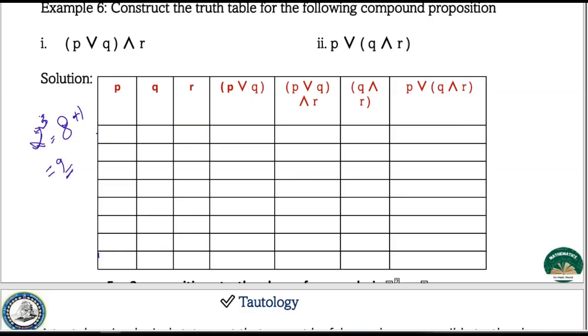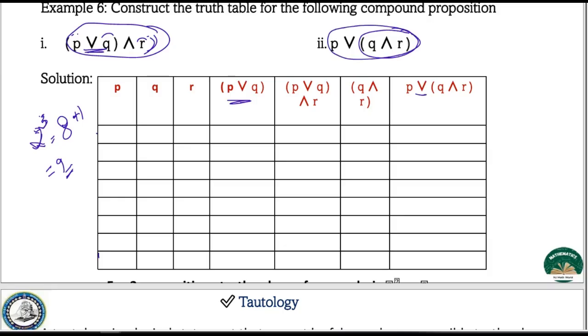Now how to write the heading? First we have P, Q and R, so we'll be taking P, Q and R. Then what is in the bracket? First you will take the bracket, P or Q, then R. Then we'll take the whole, that is (P or Q) and R. On this side we'll take the bracket first and then you will take the whole in the next column.